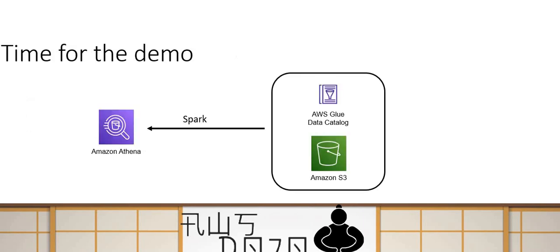And then it's time for a demo. What I'm going to do is use Amazon Athena with Apache Spark to query data from an S3 bucket.